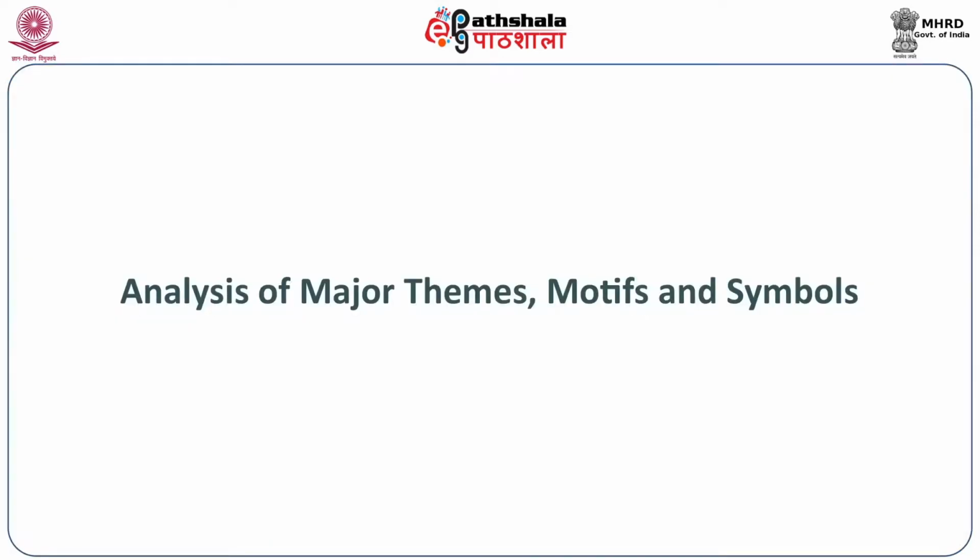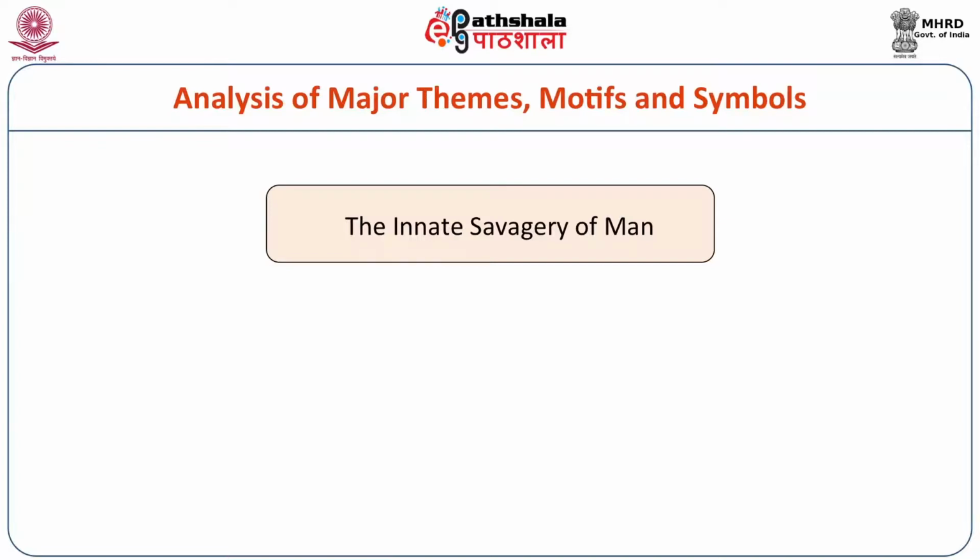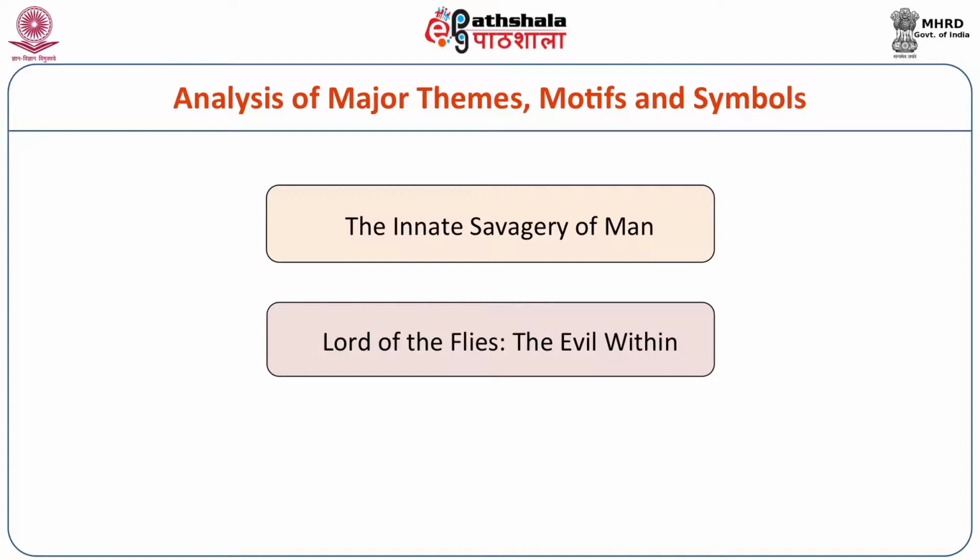Now, let's look at the major themes, motifs and symbols of the book. We will list them out, and they all will be related to much of what we have been trying to share. The first thing, of course, is the innate savagery of man. This is a very important theme in this book. And then, Lord of the Flies, we said, is Beelzebub. That was the biblical dimension. That can be understood as the representation or even the manifestation outside of the evil that is within.